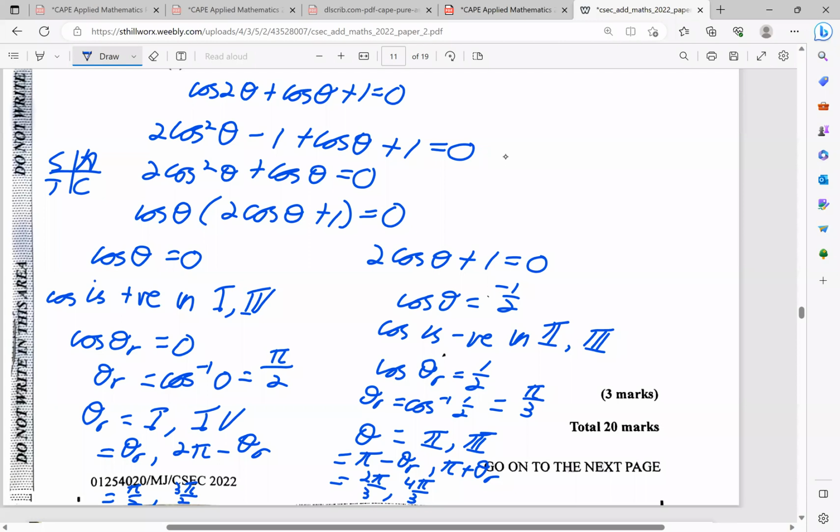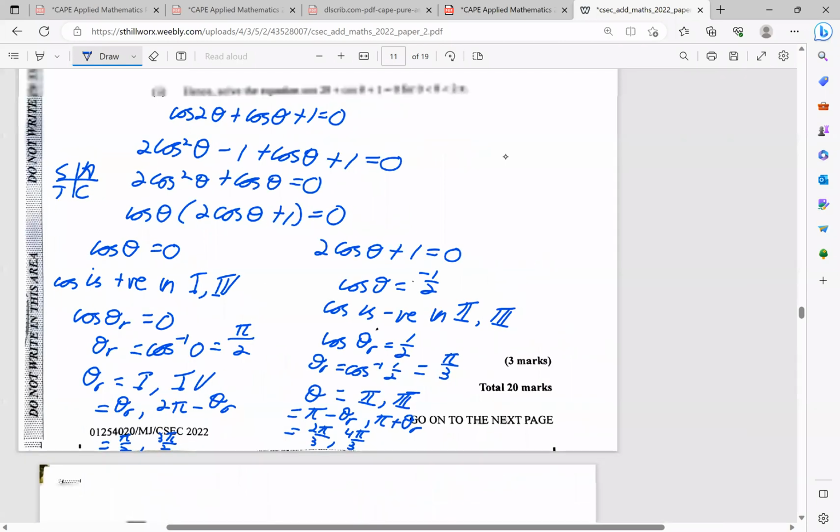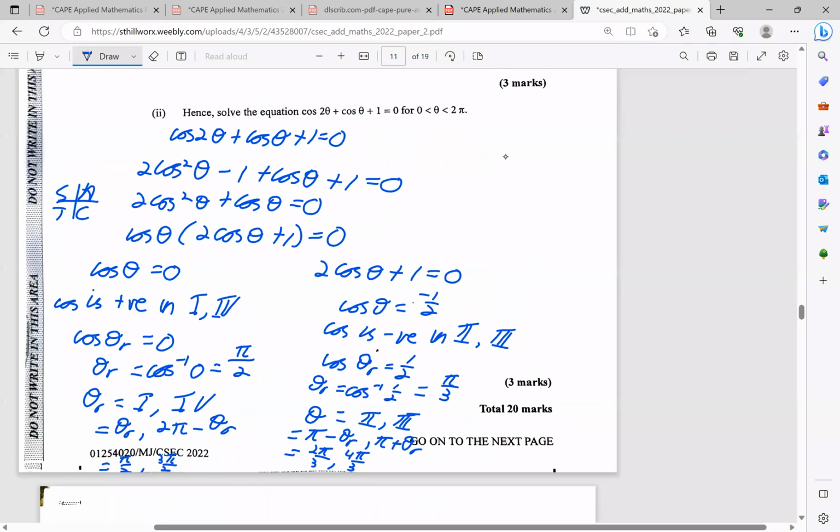Right? So three things I want you to note. One, I look at the range they gave me, and I know I have to work in radians. Two, you're going to get two sets of answers. Therefore, you have to get all four answers. Three, if you happen to get 2 pi or 0, those are not viable answers because it's strictly less than and strictly greater than.